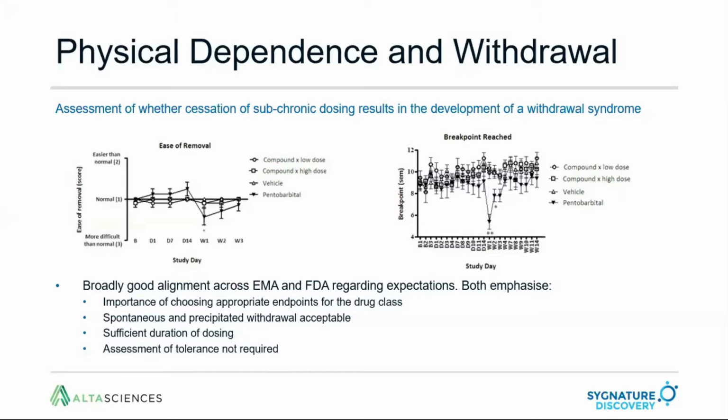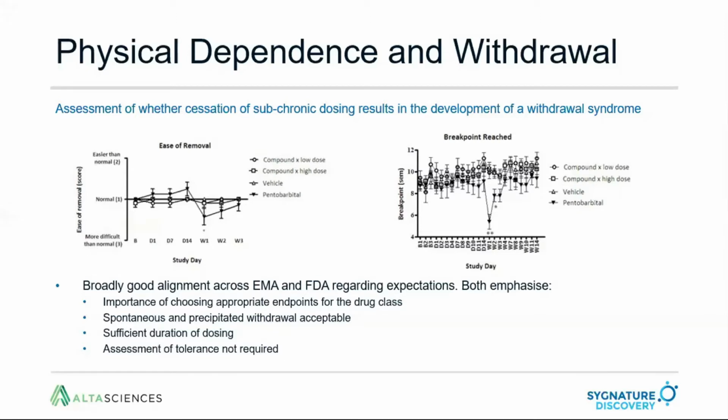And you can see that during the withdrawal phase, these animals are, first of all, more difficult to remove from the cage, so a basic behavioural clinical observation. But on the right, we've actually got a different assessment, which is a break point reached for food. So this is a progressive ratio for food, which is often used in animals as a measure of motivation or an indication of an anhedonic state. And you can see there a very sensitive measure of withdrawal with the pentobarbital route.